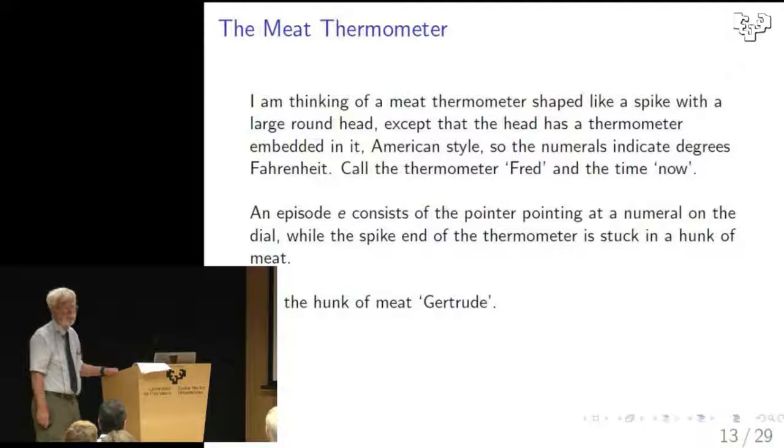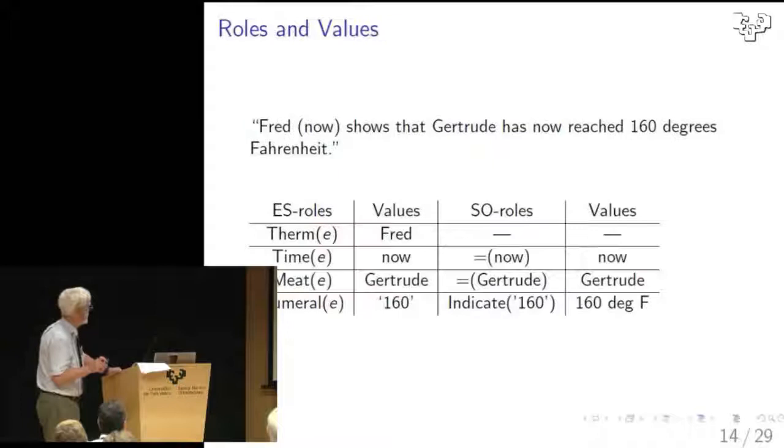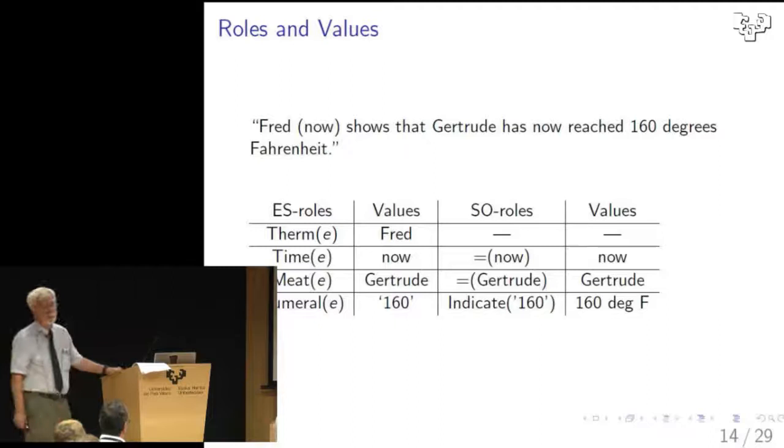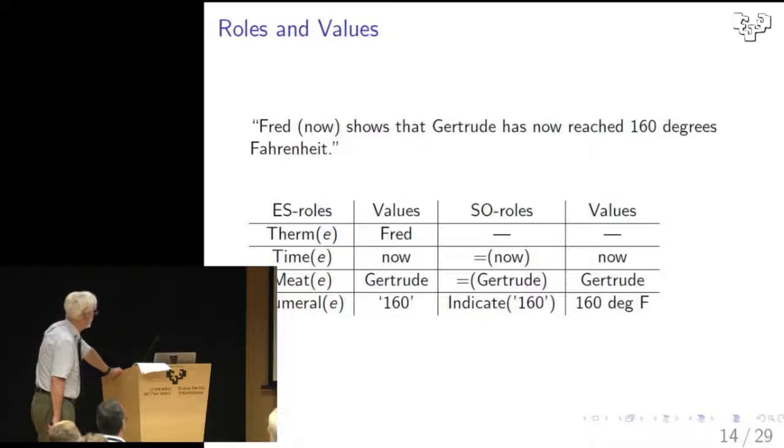That would be a little on the low side to eat your chicken, but definitely higher than 161. So an episode E consists of the pointer pointing at a numeral on the dial while the spike into the thermometer is stuck into a hunk of meat. We're going to call the hunk of meat Gertrude, which is the same chicken we had earlier. I think that's rather crass of me, but I didn't have time to change it once I realized I was eating the same chicken that I had used in my earlier example. So, and we're going to call the thermometer Fred after Dretske. So Fred now shows that Gertrude has reached 160 degrees Fahrenheit.